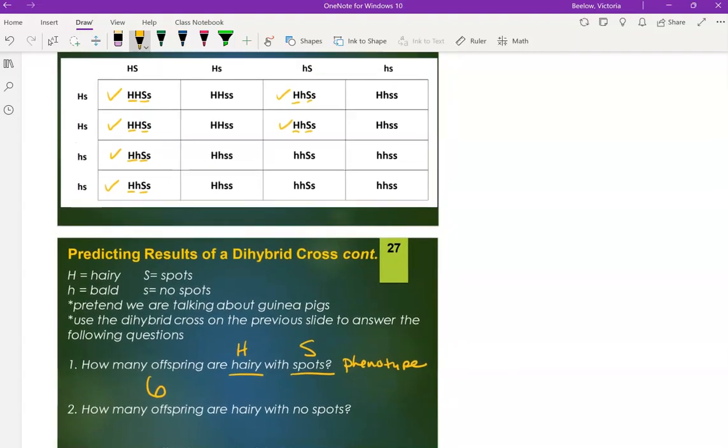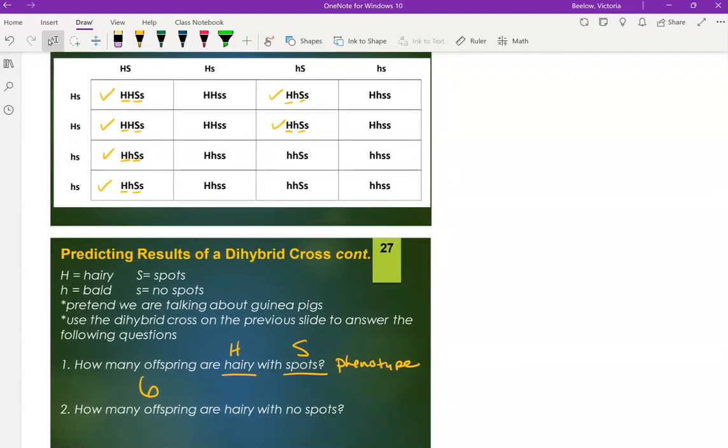That would be hairy with spots because hairy is dominant. So it'd have the capital H. As long as it has that, it will express the dominant trait, which is hairy, and then as long as it has the capital S, it will express the dominant trait, which is spots.